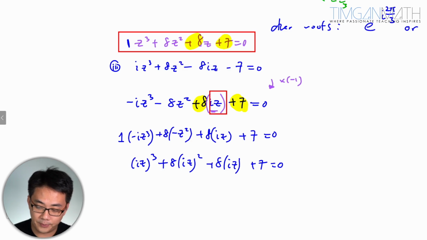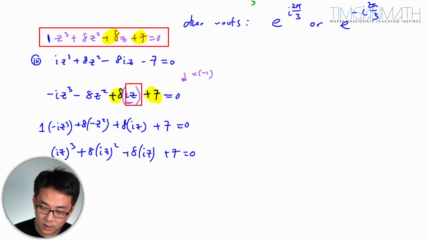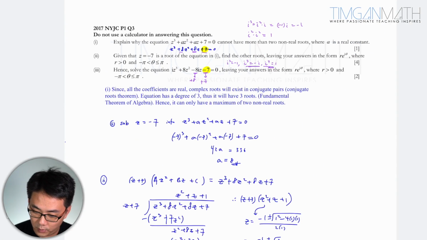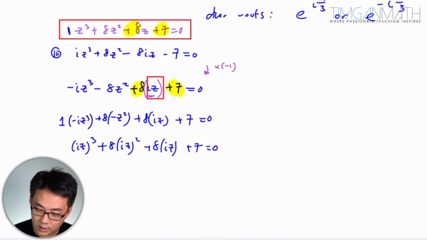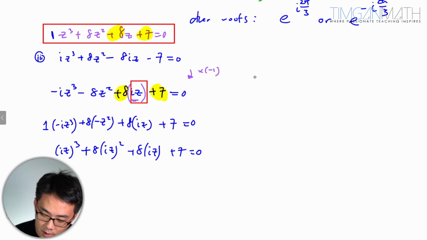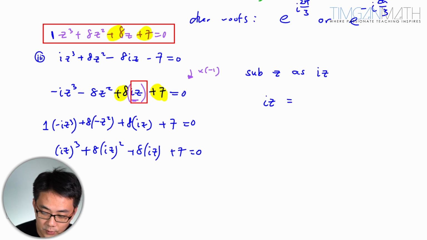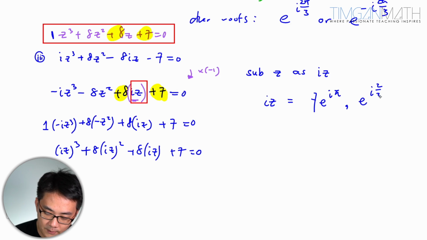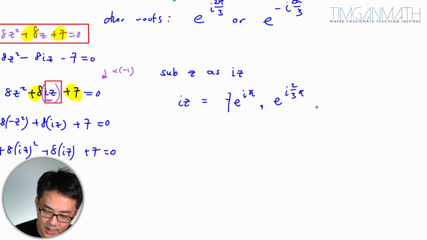Typically, that's the case. So once you're done really, what do you want? The other roots, right? The total roots. So sub iz as the substitute. iz is equal to all the other roots. So negative 7 is actually 7e^(iπ), then e^(i2π/3), and then e^(-i2π/3).